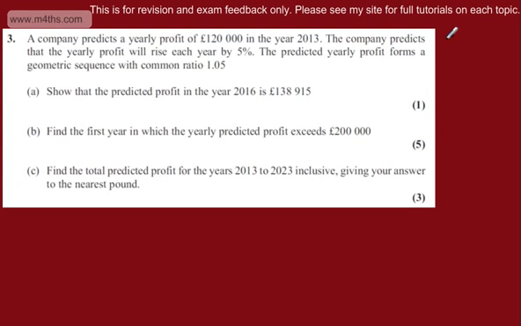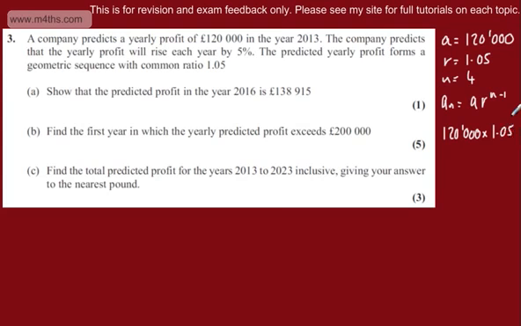So let's consider now we're going to have a, that's going to be the first term, which is 120,000. We've got now the ratio of 1.05, and then we've got the number of terms. This is going to be 4. So using a sub n is equal to a r to the power of n minus 1, we can say now that this is going to be 120,000 multiplied by 1.05 to the power of 3.